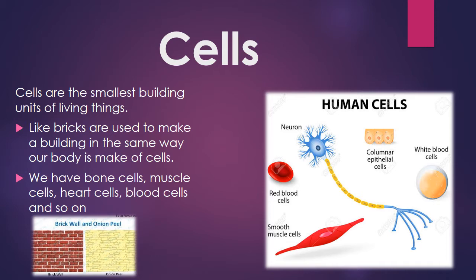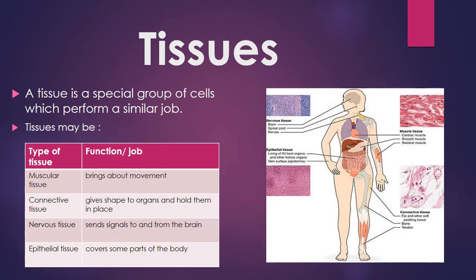Now I will tell you about tissue. When special types of cells combine, they form tissue. A tissue is a group of cells which perform a similar function. So basically, the bone cells form bone tissues, and the muscle cells form muscle tissue. In our body, we have four major types of tissues: muscular tissue, connective tissue, nervous tissue, and epithelial tissue. Here in this diagram, first of all, I will show you where these are found.